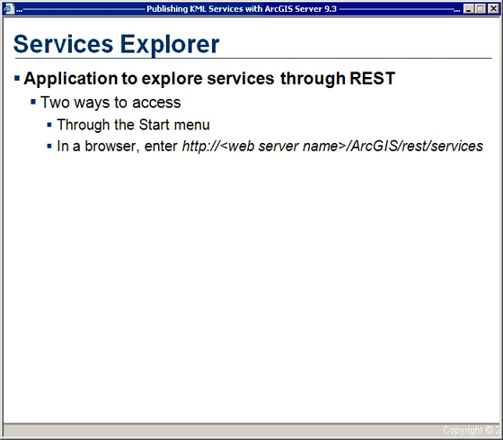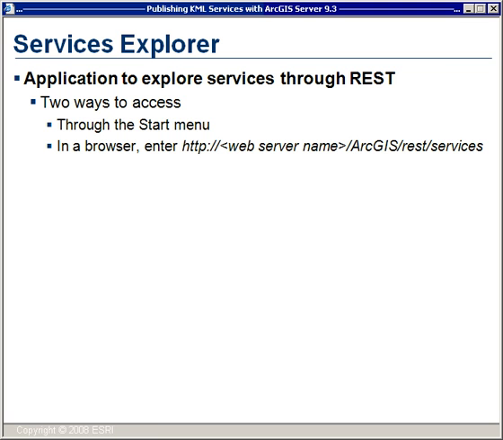So in this section, the first thing we'll talk about is the Services Explorer, which is an application that explores your services through REST. And remember, REST is new at 9.3, so Services Explorer is also something that's new at 9.3. Now, there's two ways to access Services Explorer. You can either access it through the Start menu, or you can open up a browser of your choice and type in http://web server name/ArcGIS/rest/services. And that will let you access any of the services that are exposed through REST.